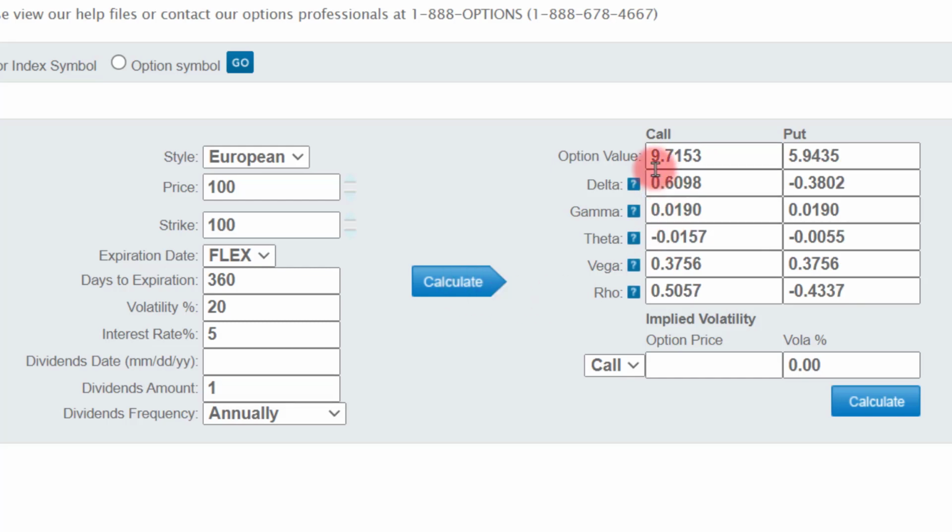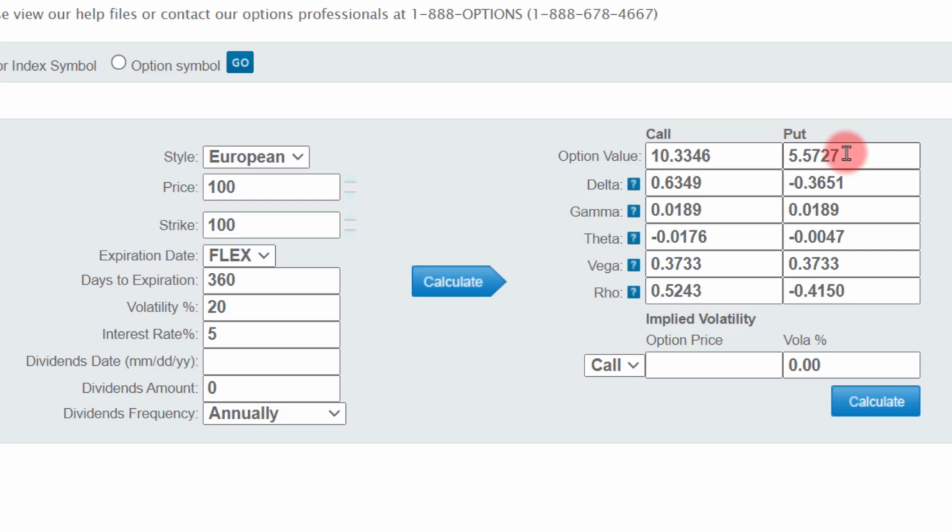So there you can see that the call price did fall from 10.33 down to 9.71, and the put went from about 5.54, 5.55 or so to 5.94. Okay, let's go back and make this dividend 0. Let's go back to our 10.33 and 5.57 prices.